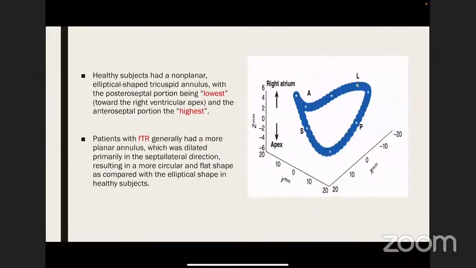Healthy subjects have a non-planar elliptical-shaped tricuspid annulus, with the posteroseptal portion being lowest toward the right ventricular apex and the anteroseptal portion the highest. Patients with functional TR generally have a more planar annulus, dilated primarily in the septolateral direction, resulting in a more circular and flat shape as compared with the elliptical shape in healthy subjects.